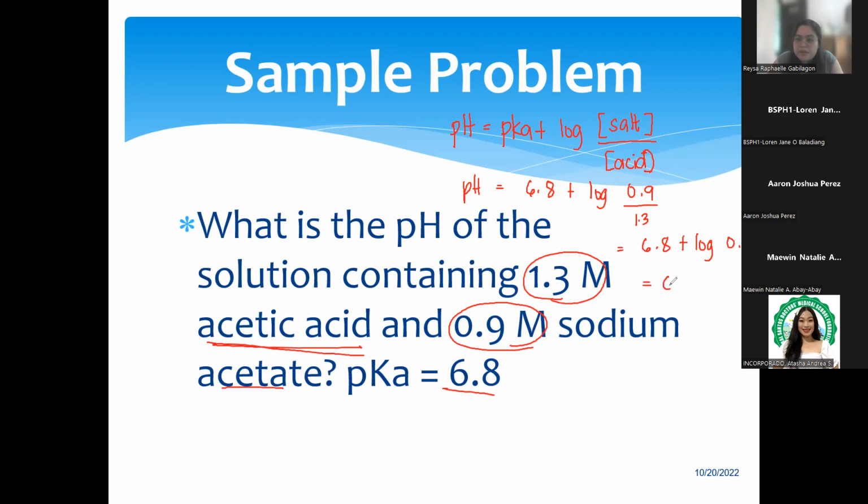0.69230762. Tapos 6.8 plus, let's get the logarithm of the 0.69230762. So log of that is negative 0.159700842. Negative yan ha. So the pH is 6.8 plus negative 0.159700842 is 6.64. So this is the answer. pH is again 6.64.